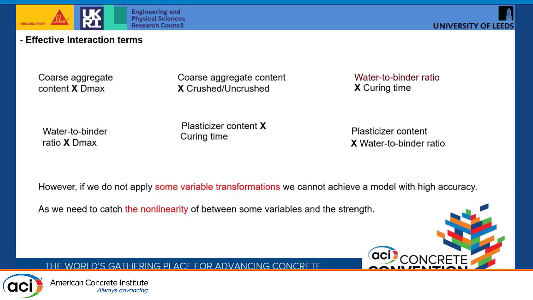Firstly, water to binder ratio. A transformation of water to binder ratio, like the inverse of water to binder ratio, so binder to water ratio, works well in our model. Secondly, curing time. Using the natural logarithm of curing time is a good option for transformation of this factor. Lastly, plasticizer content. We transform plasticizer content by using the square of plasticizer content, and it did the job as well in our modeling.